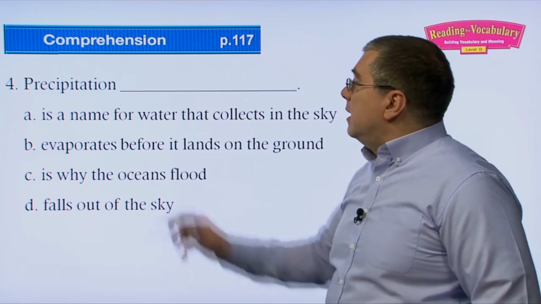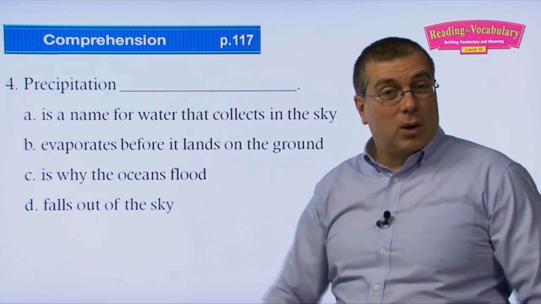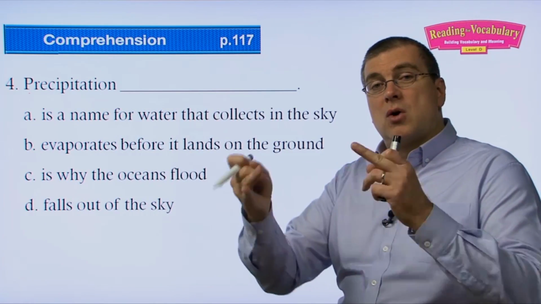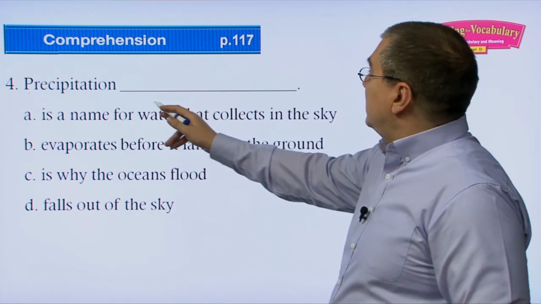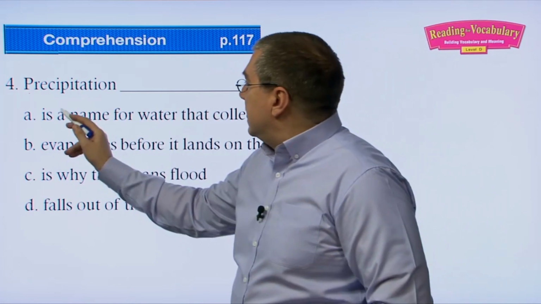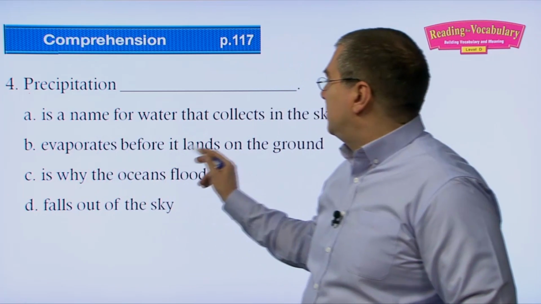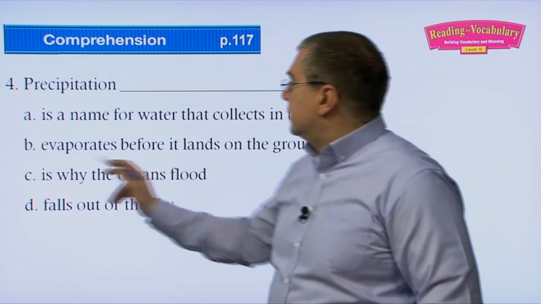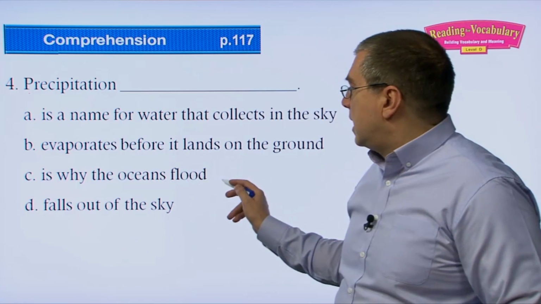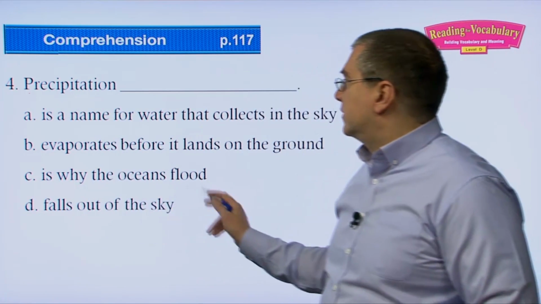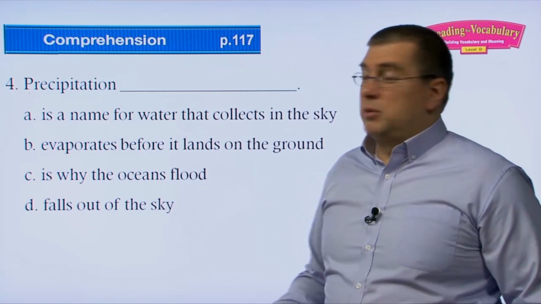Okay, number 4, precipitation. Remember many forms of precipitation: rain, snow, sleet, and hail. Precipitation: A, is a name for water that collects in the sky. B, evaporates before it lands on the ground. C, is why the oceans flood. D, falls out of the sky. So what's true about precipitation?